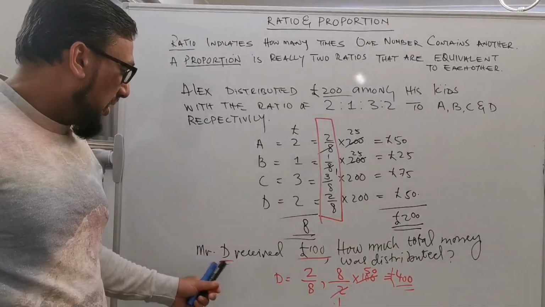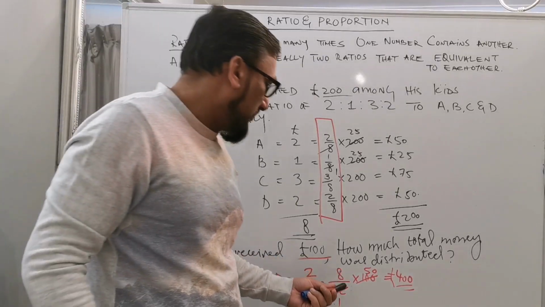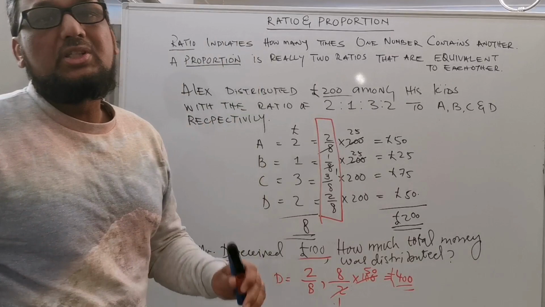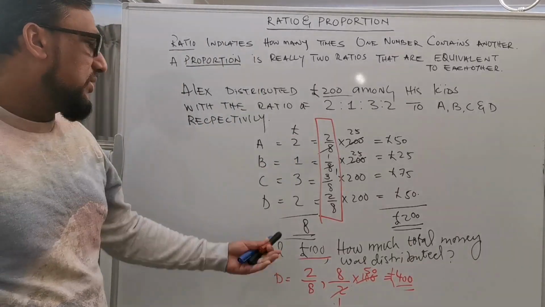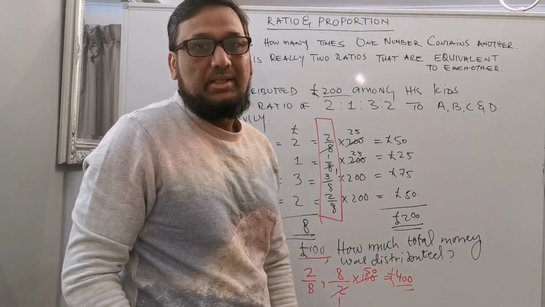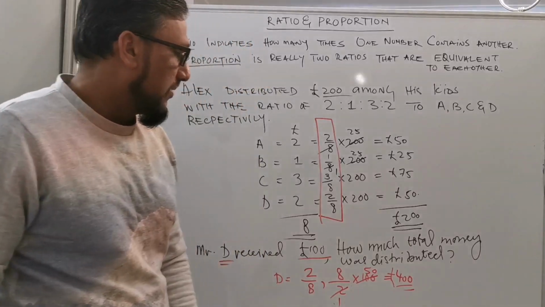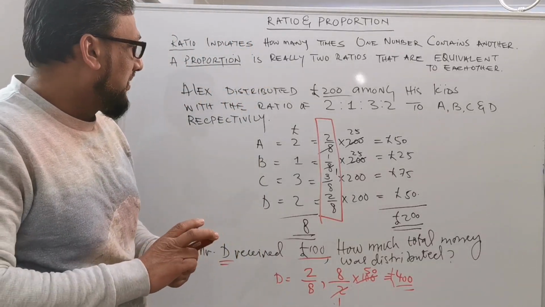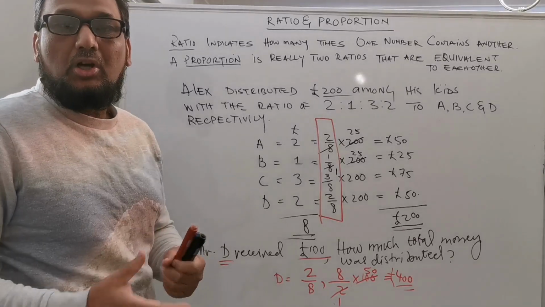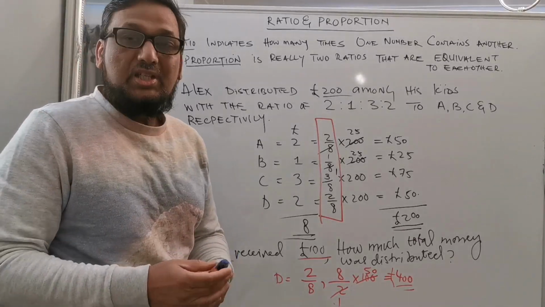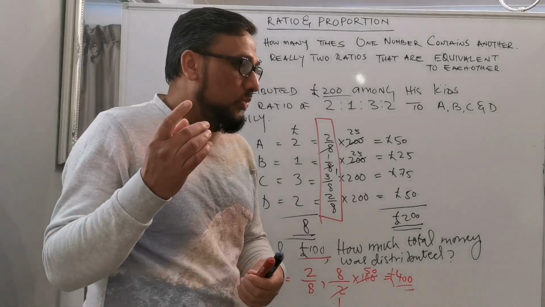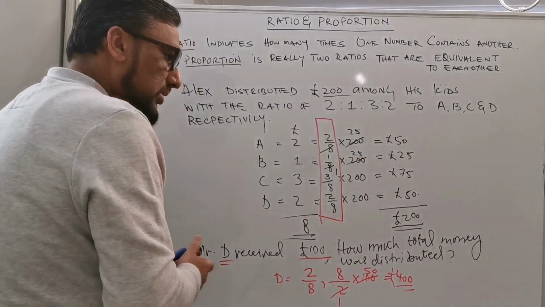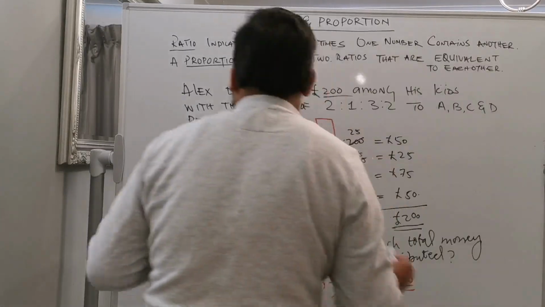So if I'm asking Mr. D receives 100 pounds, how much money was distributed, I can work it out. We just flip the fraction of Mr. D and get the money, 400. So this is an example, and now I'm going to solve one of the exam papers which came in 2019 for the CSSE. Let me do it quickly for you.